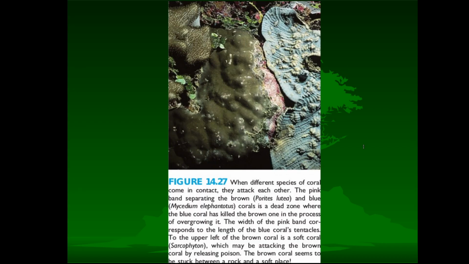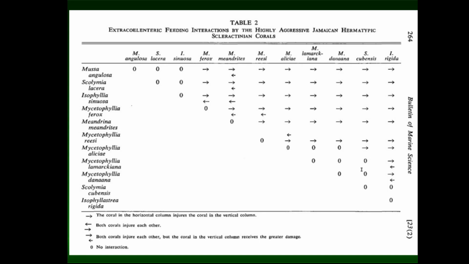So, studies have shown that some corals are better interference competitors than others, and species can be arranged in order from least aggressive, least dominant, to most aggressive, most dominant. For example, Jamaican hermatypic scleractinian corals. So here's a list of several species of corals. And if you've got an arrow to the right, that means the coral in the row injures the coral in the column. If you've got two arrows like this, it means that both corals injure each other.